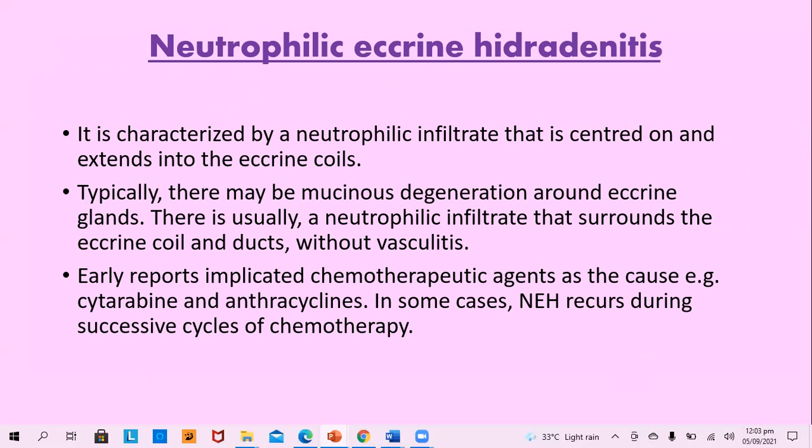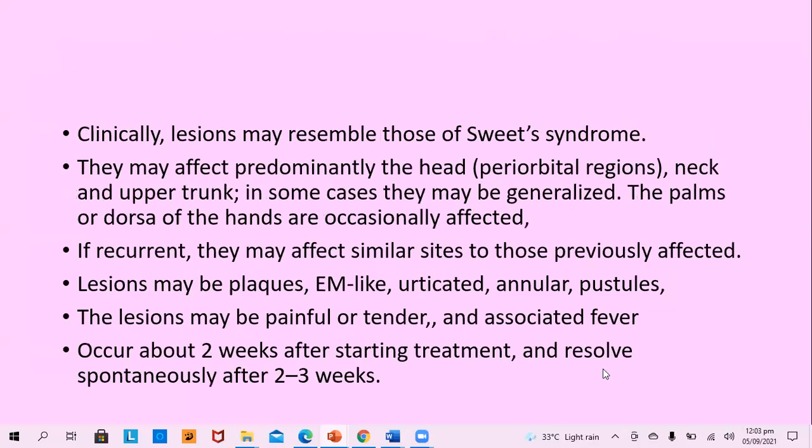In some cases, neutrophilic eccrine hidradenitis recurs during successive cycles of chemotherapy. Clinically, the lesions resemble Sweet syndrome. They may affect predominantly the head, periorbital region, neck, and upper trunk, and in some cases can be generalized. Palms or dorsal hands are occasionally affected. If recurrent, they affect similar sites to those previously affected.